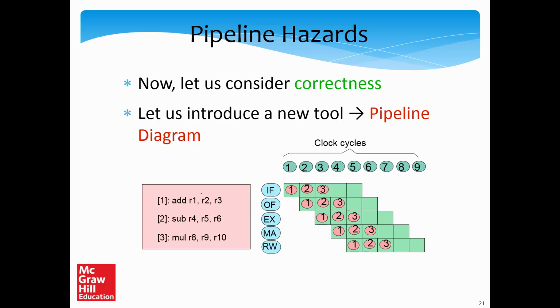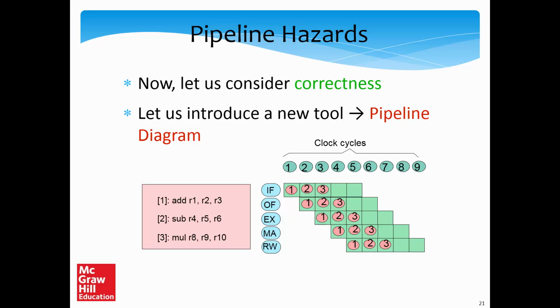Alright, so let us consider the correctness of executing programs. Let us introduce a new tool called a pipeline diagram. A pipeline diagram is an analytical tool for us. It will be shown in this fashion. Essentially the columns in the diagram represent clock cycles, clock cycle 1, 2, 3, 4 to 9. And the rows represent the pipeline stages: IF, OF, EX, MA and RW.